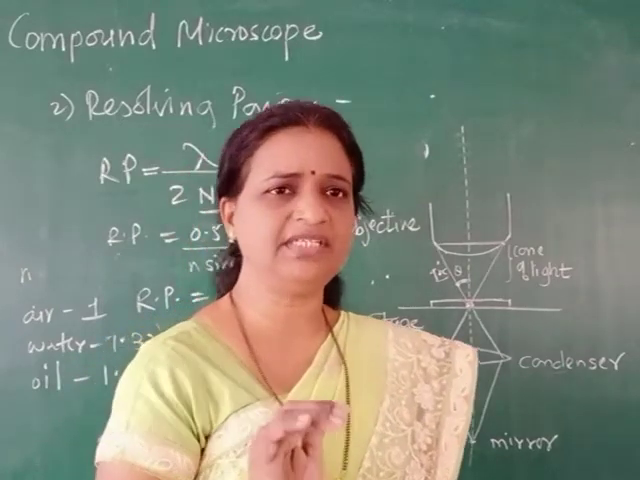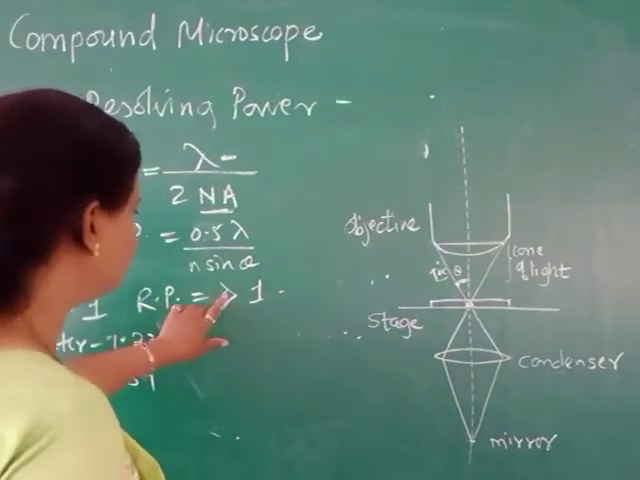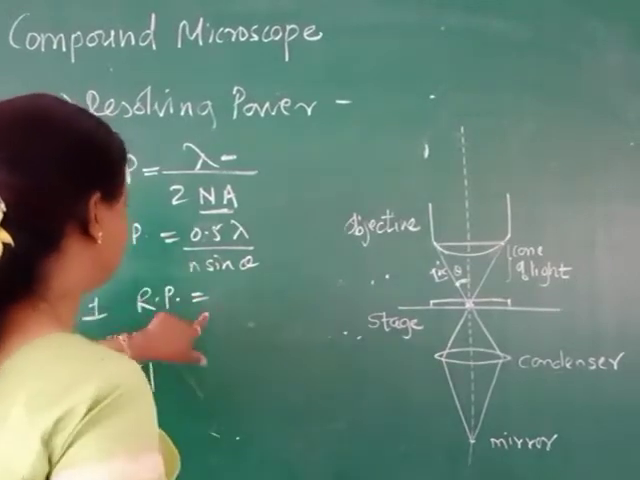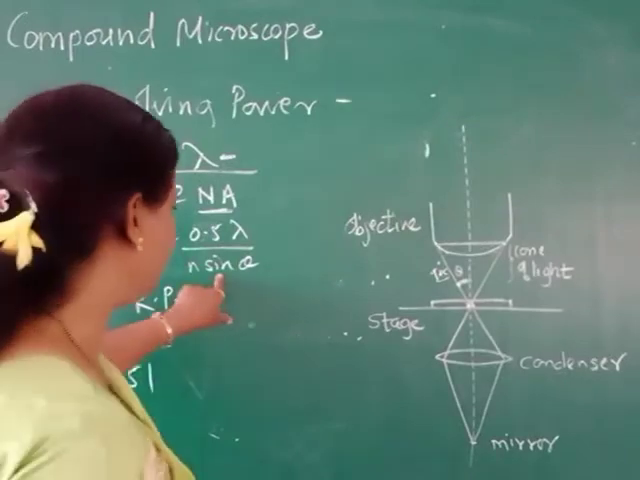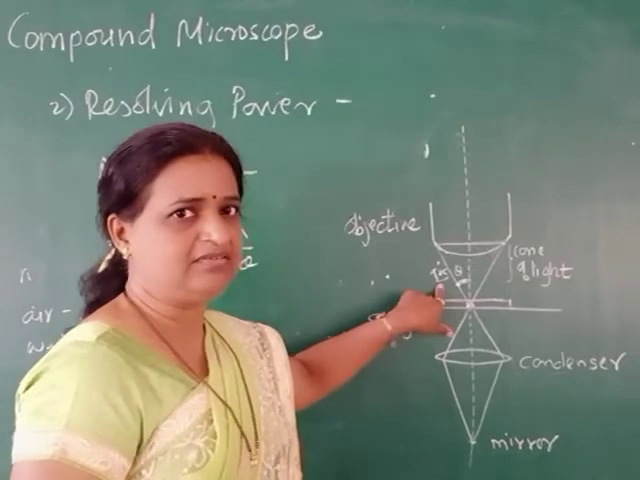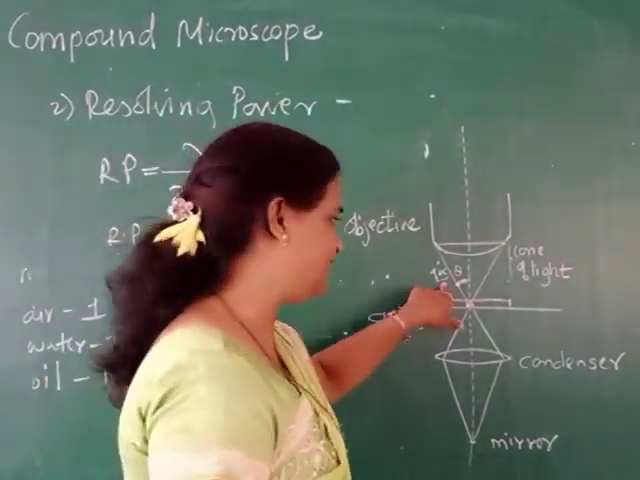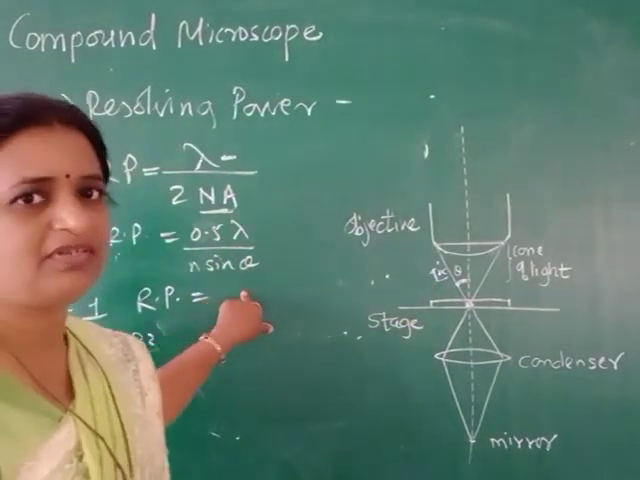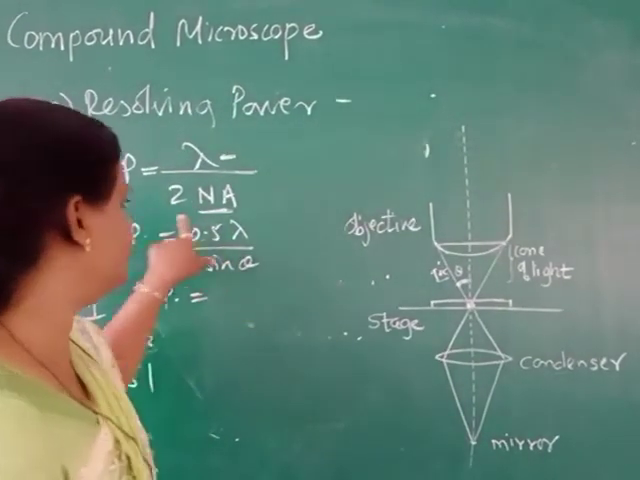Our attempt is to decrease the value of resolving power. It is impossible to decrease it below 1 because we cannot change lambda, and we cannot change sin theta. We have taken theta as 90 degrees, the highest possible angle. Actually this angle is less than 90, so we have taken the largest possible angle. Though the largest sin theta was taken, the value of resolving power is always greater than 1, not less than 1. So how to decrease this value?